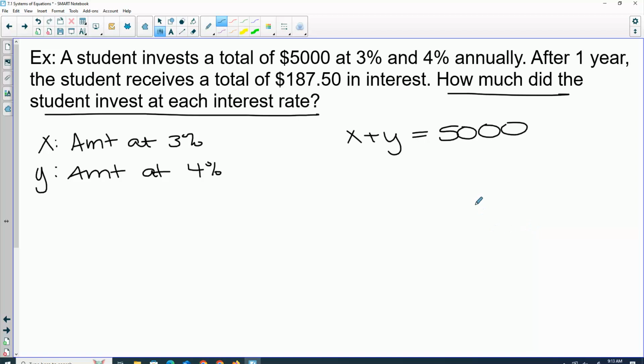Okay, and then I talk about interest. So, if I invest X dollars at 3% interest, we're doing 1 year, we're just doing simple interest, not compound here. So you just take your rate times your principal, so 0.03x. The amount at 4% would be 0.04y. And how much interest did we have?